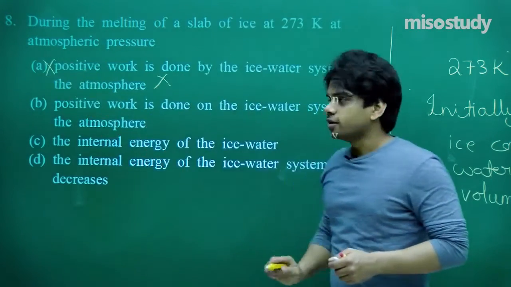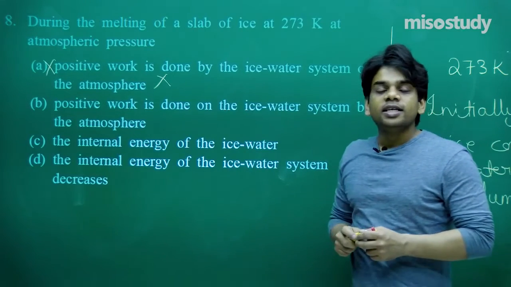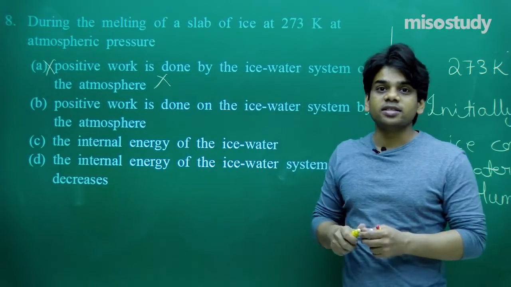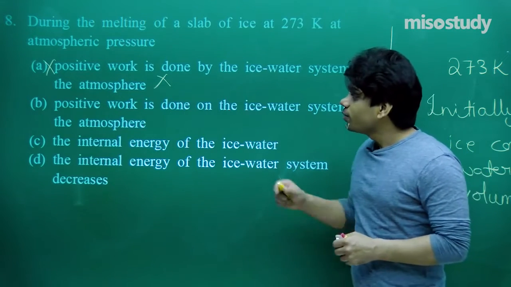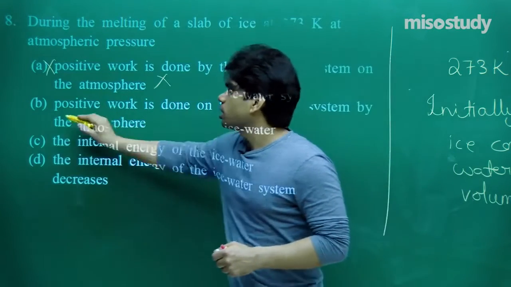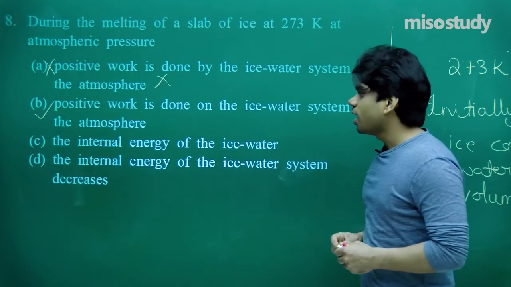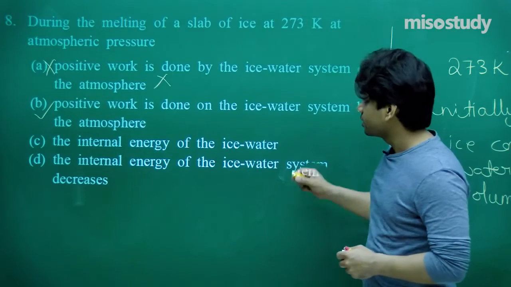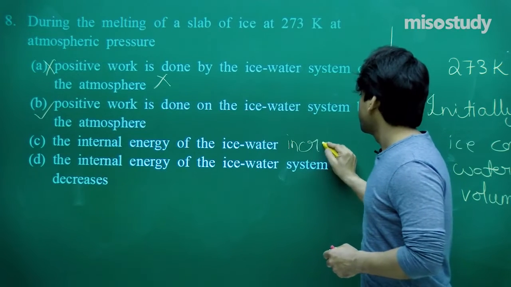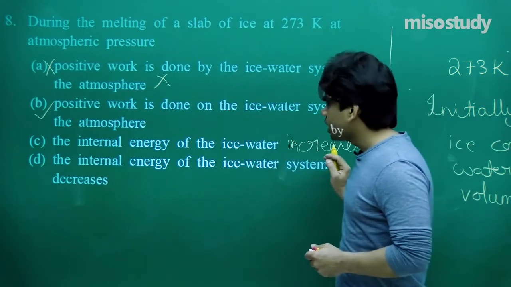You have to think logically. B, positive work is done on the ice water system by the atmosphere. Since it gets compressed, it gets contracted, then positive work is done on the ice water system by the atmosphere. Yes, positive work is done on the ice water system. Next option: the internal energy of the ice water increases. We need to check whether the internal energy of the ice water increases.